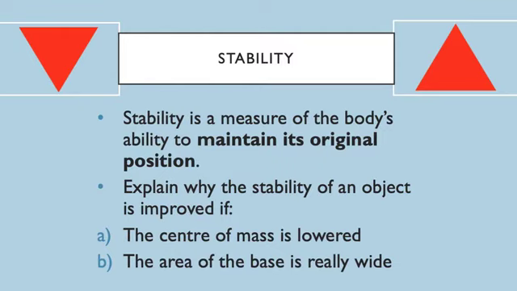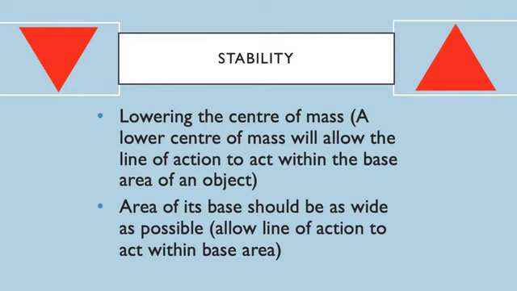Okay, so we have said that stability is a measure of the body's ability to maintain its original position. And then we've said that if you lower the centre of mass, or if you make the area of the base really wide, then you will have a more stable object. So let's see if we can explain why that is. So lowering the centre of mass, if we do that, then a lower centre of mass will allow the line of action to act within the base area of an object. The area of its base should be as wide as possible, so that allows the line of action to act within that base area. So both of those things will make something stable.